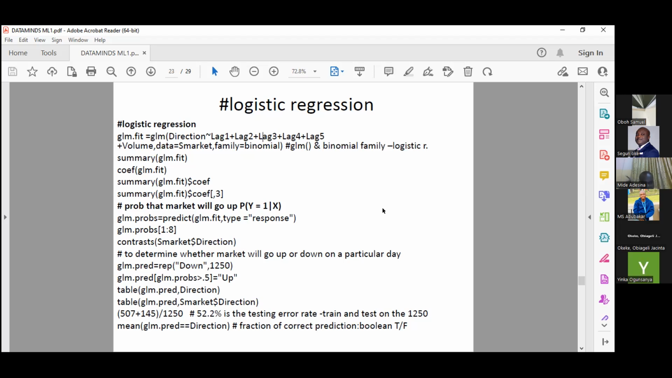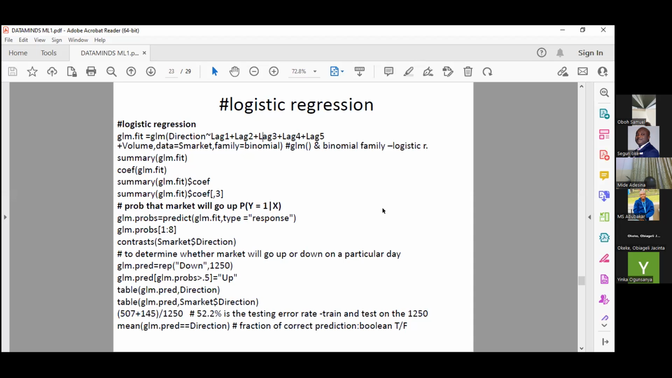Now I want to predict. glm.pred, then we say glm.probs greater than 0.5. That is, if the probability is greater than 0.5, it will go up on a particular day. Now we form our table. Table, open a bracket, glm.pred, Direction. This table that it will produce is called a confusion matrix.